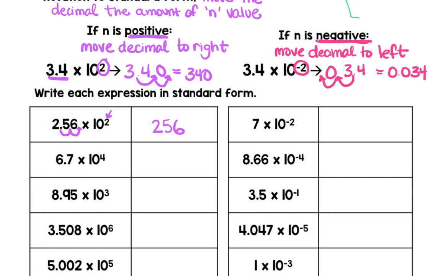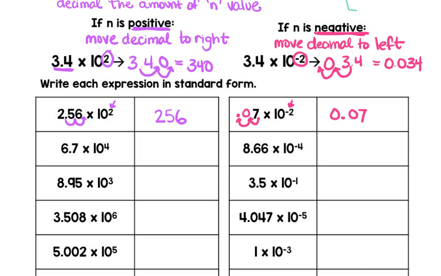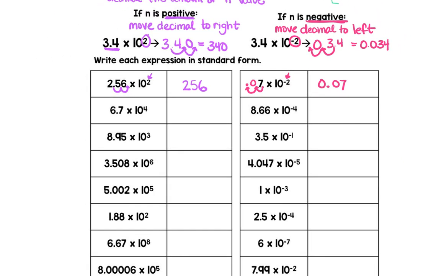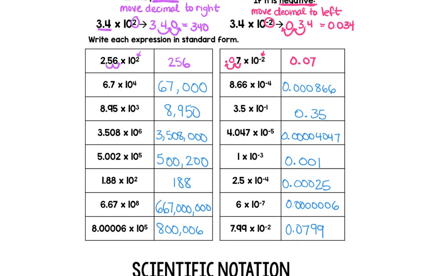7 times 10 to the negative second power. There's no decimal point showing, but we know that the decimal point is right there. It's negative 2, meaning we're dividing by 10, so we're going to move that 2 places to the left. And I'm going to place a 0 in there. So my answer here is 0.07.